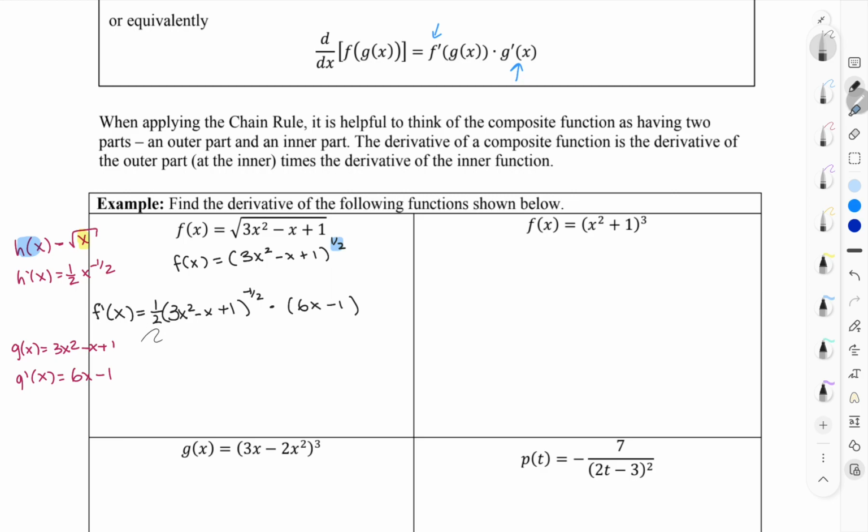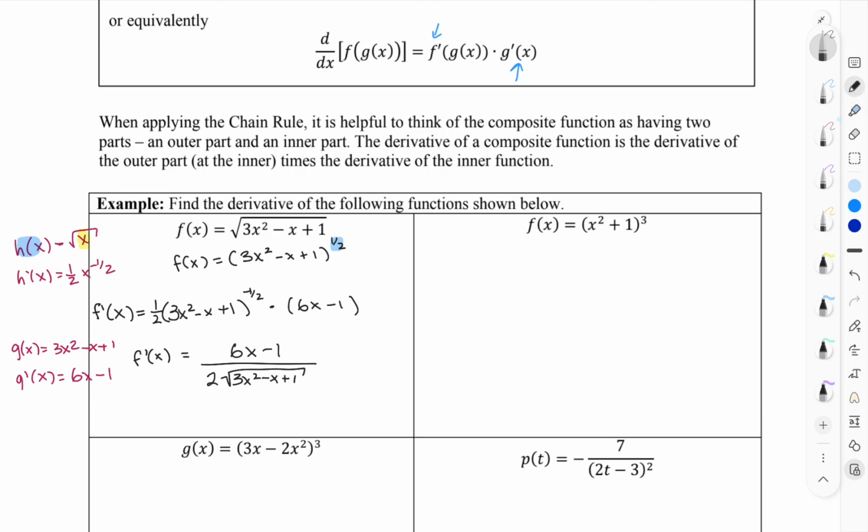I could rewrite that exponent if I want. Remember with those negative powers, with those radicals, I have a denominator of 2. And then I have the square root of 3x squared minus x plus 1 in the denominator now because of that negative 1/2. And I have 6x minus 1 as the product on top.